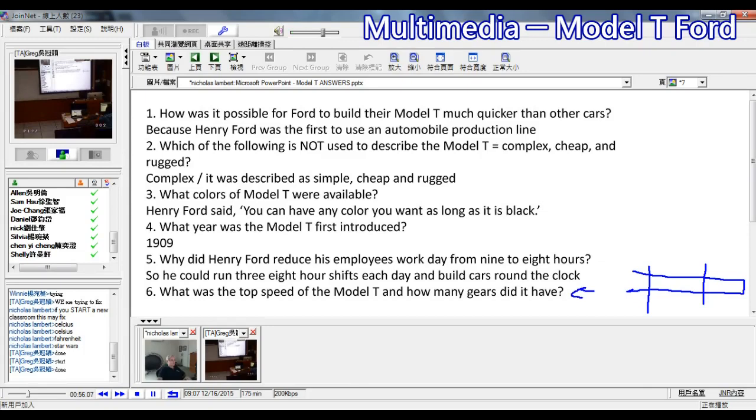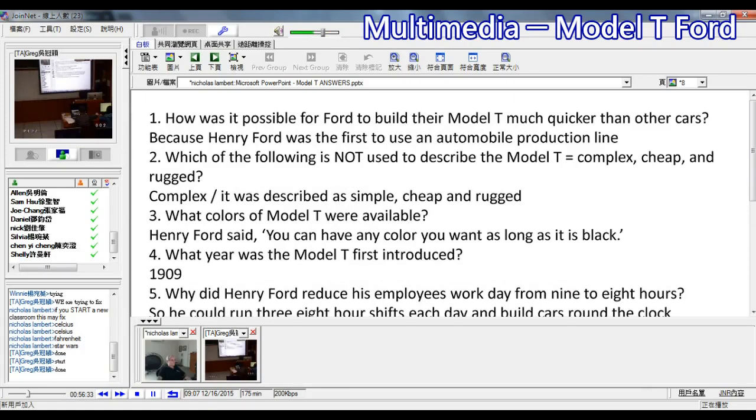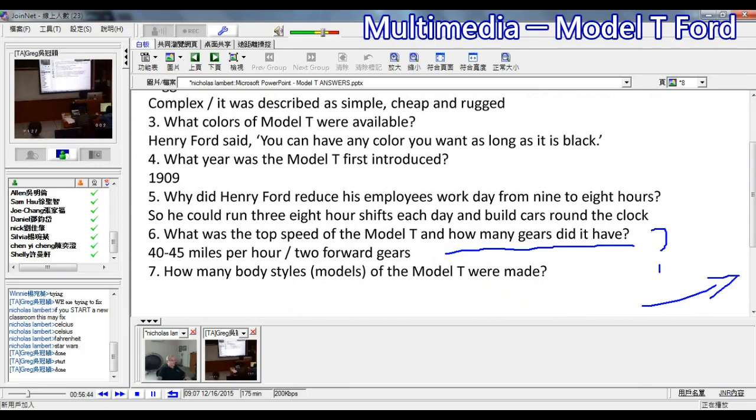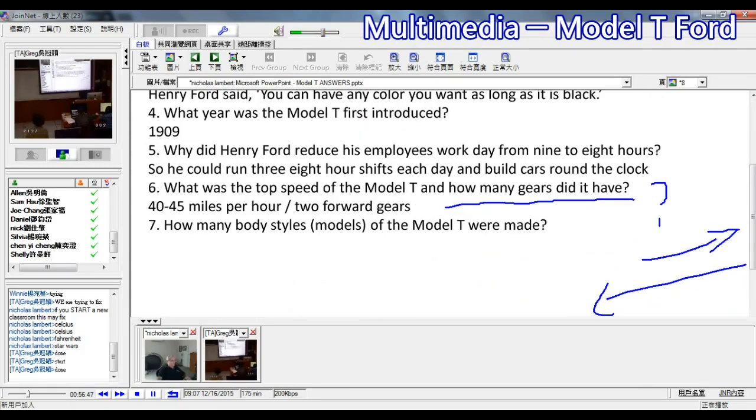Is anybody answering this one? The answer is 40 to 45 miles and 2 forward gears. Right. Forward. So you can only go forward. If you want to go backwards, how do you think they went backwards?